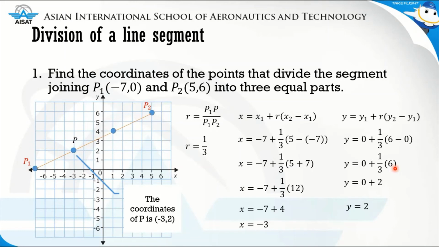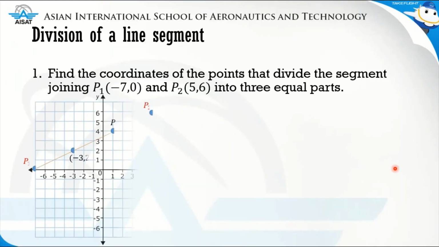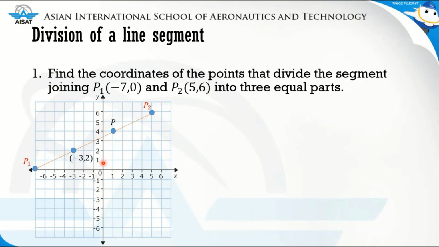Now let's proceed to finding the coordinates of the second point of division. So we have here our illustration. The first point of division is negative 3, 2. And now we'll have to look for the second point of division. First, we have to look for the value of r. That is p sub 1 to p over p sub 1 to p sub 2. Again, the value of p sub 1 to p is 2 equal parts. So you have 2 over p sub 1 to p sub 2, that will be 3 parts. So you have 2/3. So it's time to look for the x coordinate. The formula for the x coordinate is x sub 1 plus r times the quantity of x sub 2 minus x sub 1. Substituting the values for x sub 1, x sub 2, and r, we'll have negative 7 plus 2/3 times the quantity of 5 minus negative 7.